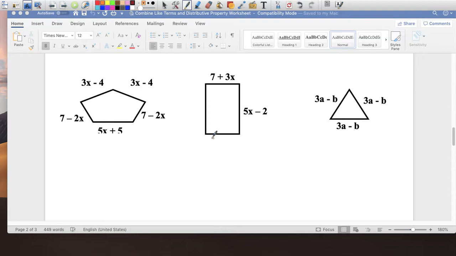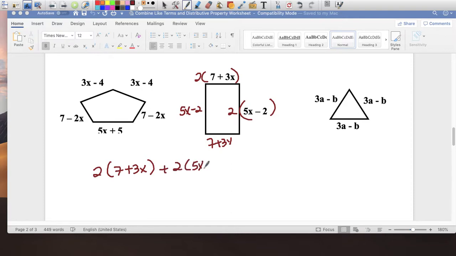Rectangle. So I know that this is 7 plus 3x, and this is 5x minus 2. Or I could have just doubled, right? If I multiply this by 2, and multiply this by 2, that's another way you could have done it. Because the bottom is also 7 plus 3x, so 2 times (7 plus 3x) plus 2 times (5x minus 2). It's probably shorter to write it this way. Distributive property: 14 plus 6x, and plus 10x, and positive 2 times negative 2 is negative 4.